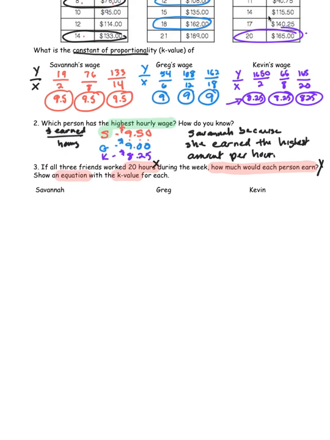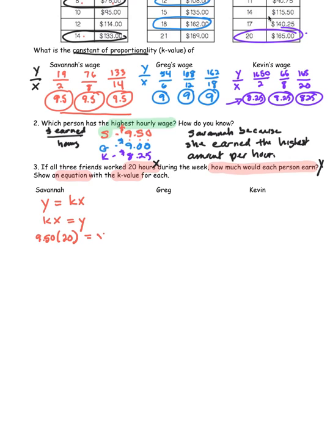So if we start out with Savannah's equation, we're trying to write an equation in this form. And because you might be more comfortable with this, I'm just going to reverse this: kx equals y. They mentioned that we want to fill in the K value, and if we look back up here, Savannah earned $9.50. That was a constant of proportionality. And we do know that she is working 20 hours. That's what the question gives us.